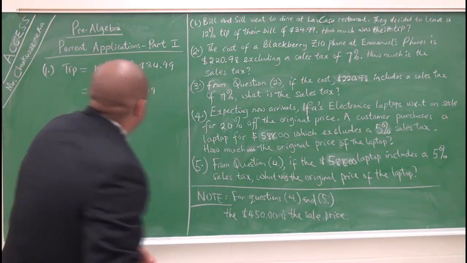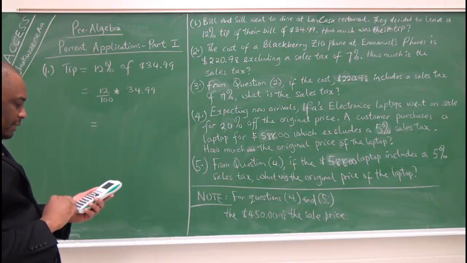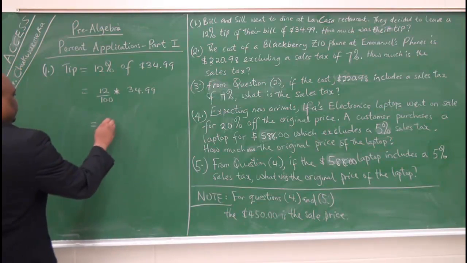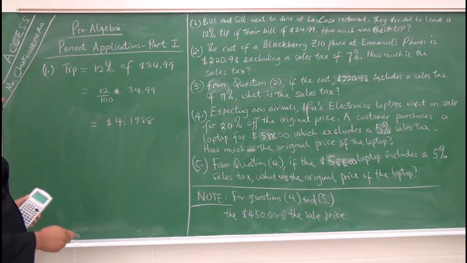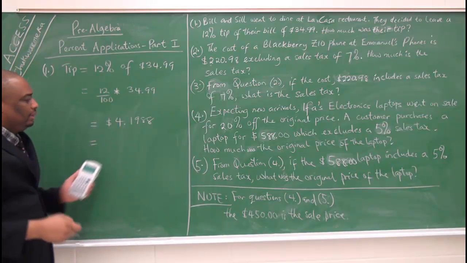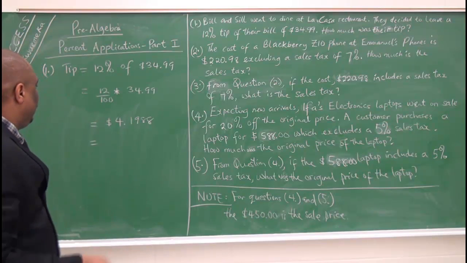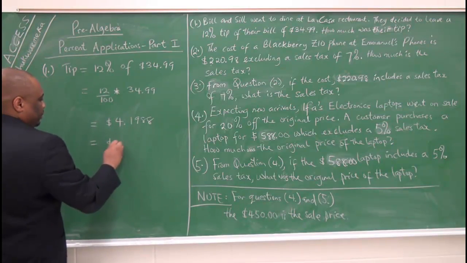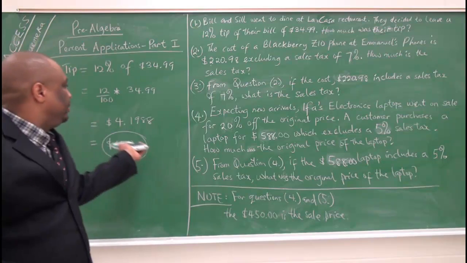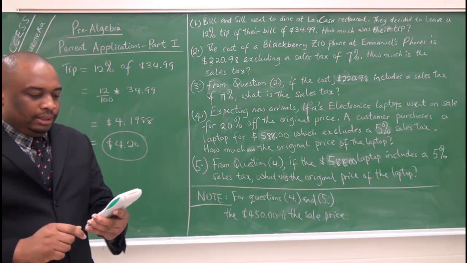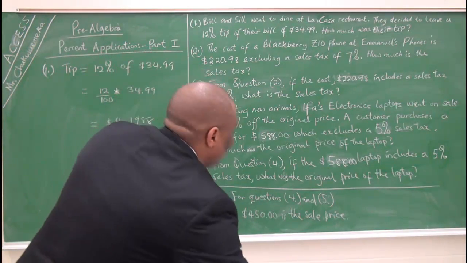And what does it give us? 12 times $34.99 then divided by 100. So it gives us 4.1988. Remember to put the dollar sign. And of course, because the cent is 2 decimal places, if we round it up, this will now be $4.20. The restaurant will not charge you $4.19. No. They won't lose. They will charge you $4.20. Okay, so that's question 1.